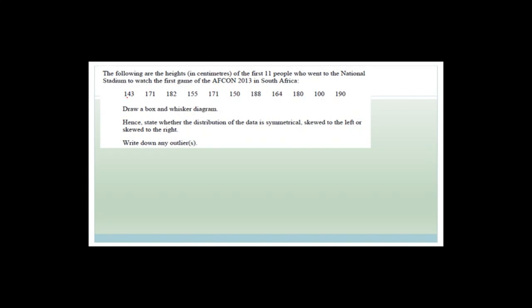So it says, yeah, we've got 143, 171, 182, 155, 171, all these numbers. It says, draw a box and whisker diagram. So the first thing we need to do is a five number summary. In order to do a box and whisker, we need a five number summary. So we need a minimum number, the maximum number, and we need Q1, Q2, and Q3.